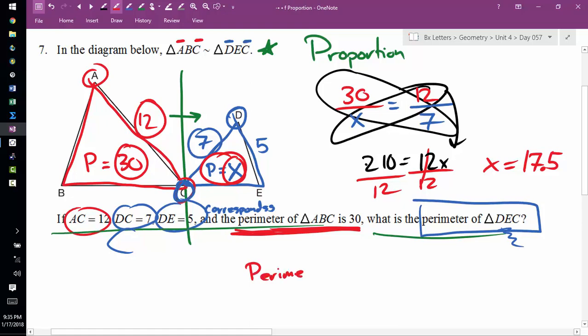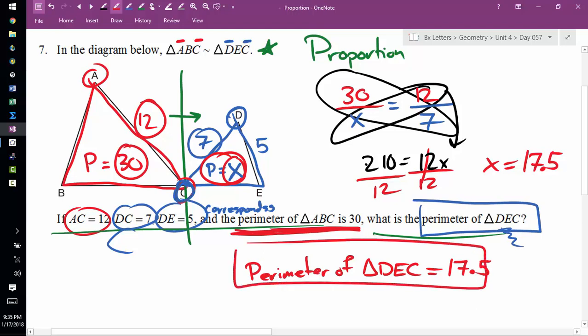The perimeter of triangle DEC is 17.5. We're going to call it a day and earn ourselves 2 points on that Regents.